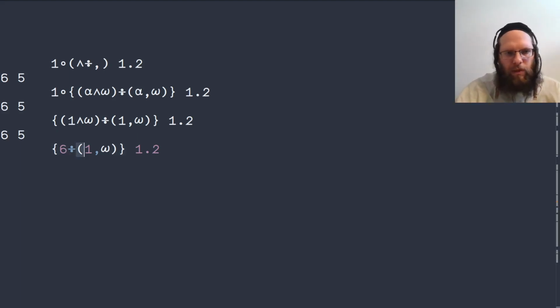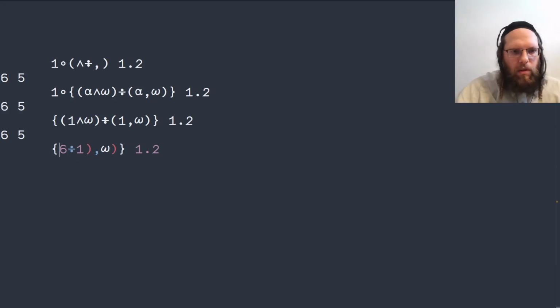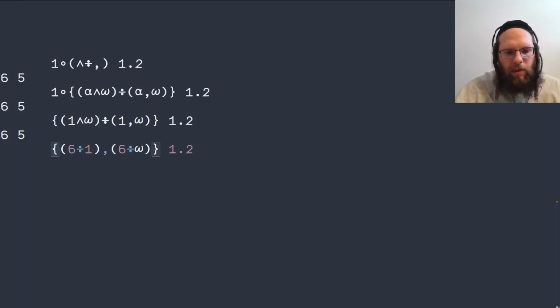So this really becomes 6 divided by 1 and 6 divided by the argument, and 6 divided by 1, of course, is 6, and then we have 6 divided by the argument, and this is how the function works.